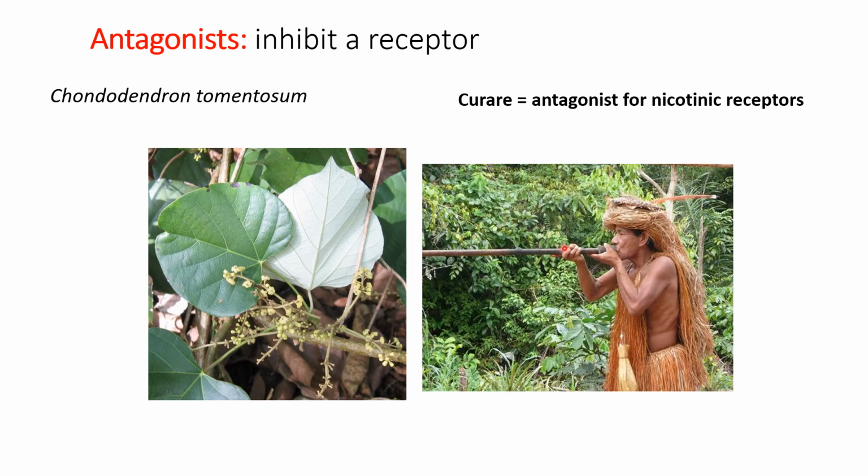Curare is what we use in blowguns or dart guns because what that's going to do, if it's an antagonist, it's going to prevent those nicotinic receptors from working. And we know that nicotinic receptors go to skeletal muscle. So if we prevent those receptors from accepting the acetylcholine, skeletal muscle is not going to contract. So it's going to cause paralysis.